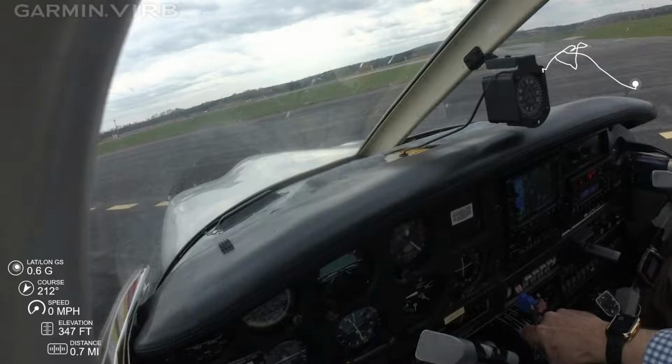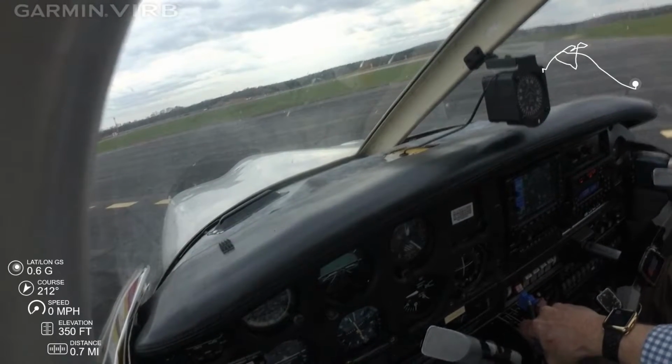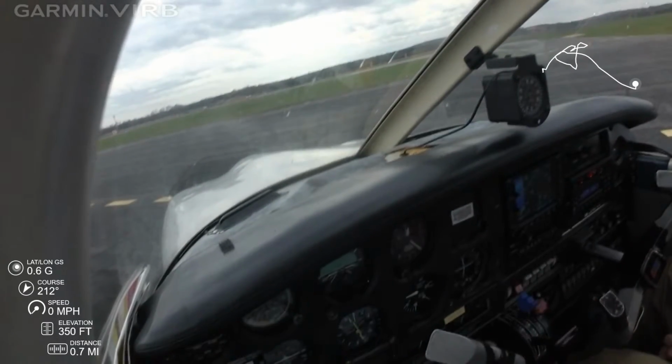Hold these brakes just in case we start moving. Look at that plane. What is that? Is that a Pilatus or something? TBM or something? Not sure.